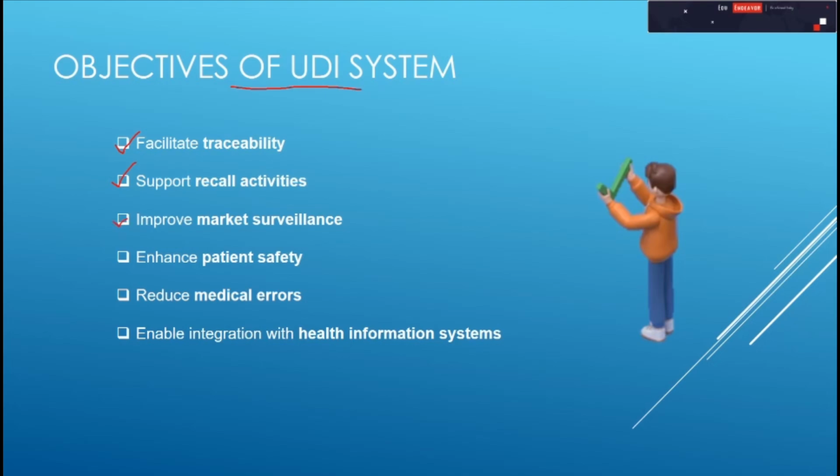Improve market surveillance. Post-market trends and incidents can be easily tracked. Enhance patient safety, as expired devices can be detected and filtered out. Reduce medical errors. Clinical experts can scan the barcodes to verify correct devices. Integration with the hospital information system. UDI codes can be linked to the EHRs and billing systems.